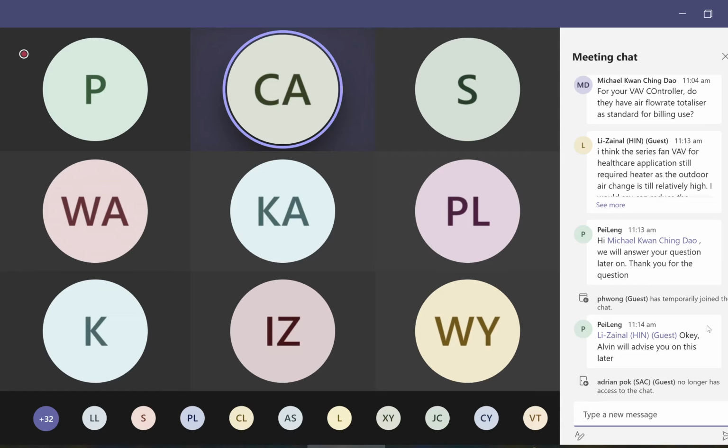So for a bigger project with more VAV boxes, it's better that this fan optimizer program or logic is built into the BMS control.